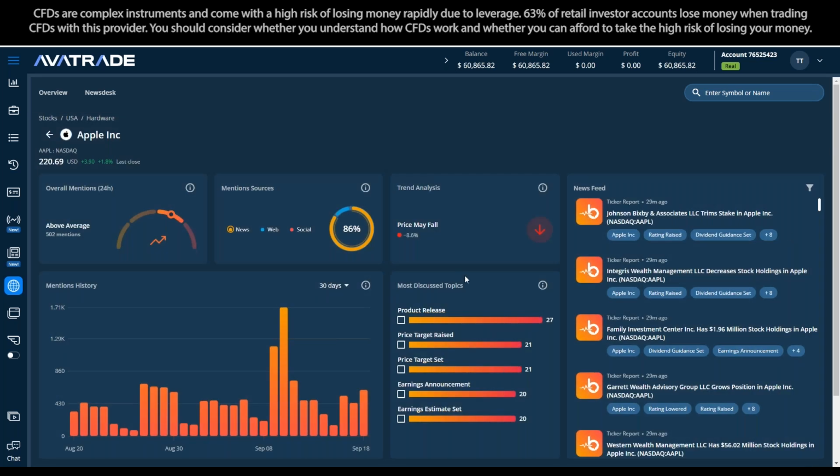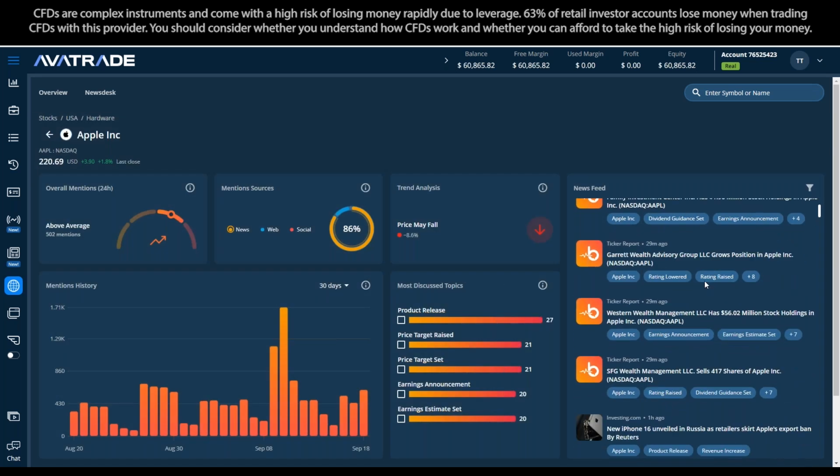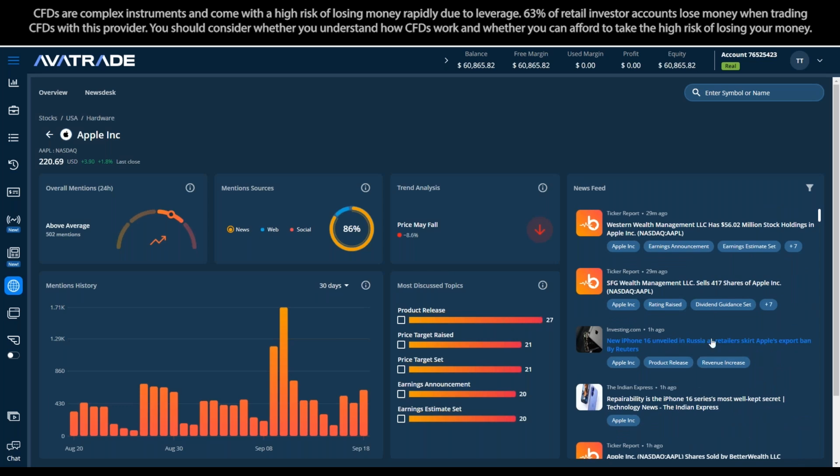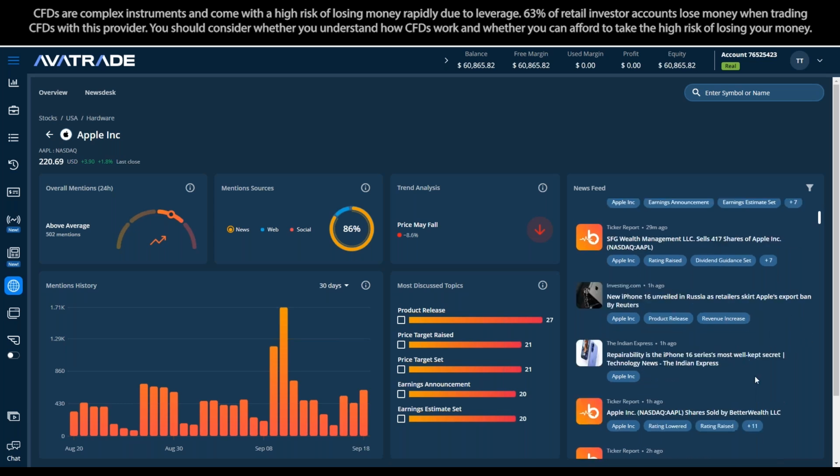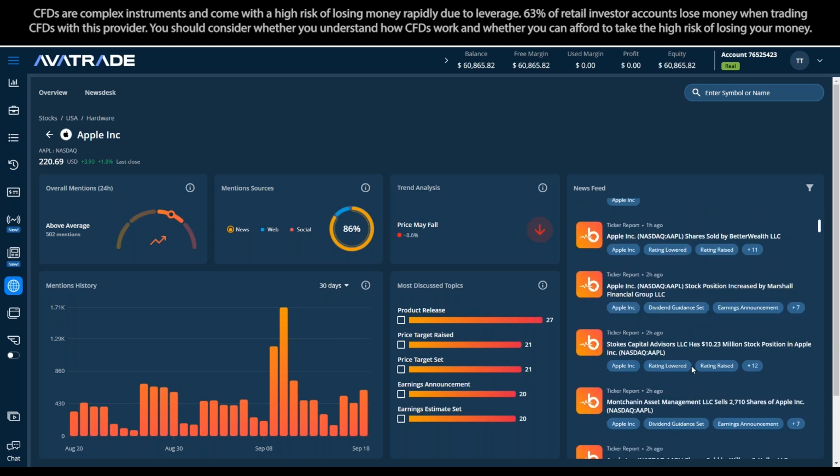And when we take a look at any recent news for Apple, the first story I see when we get past the social media is new iPhone 16 unveiled in Russia as retailers skirt Apple's export ban. An article about the iPhone 16's most well-kept secret in terms of the repairability.